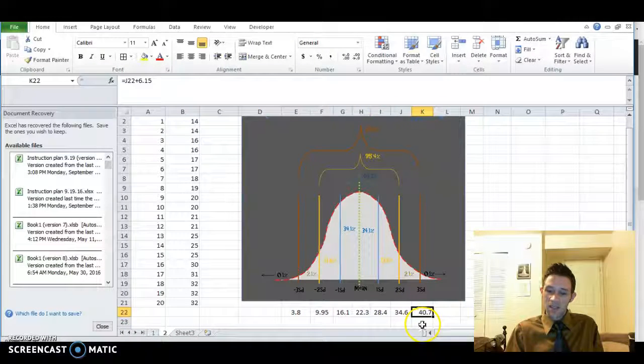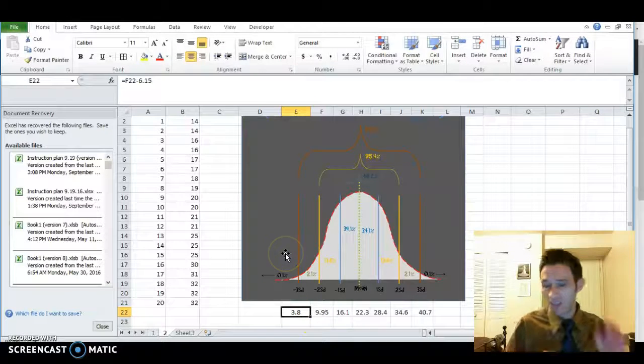And as you can see, 40.7, this is going to be 99.9, faster than 99.9% of people. So almost nobody is going to finish faster than that. Almost nobody finishes slower than 3.8 miles an hour, as long as they were on the bike and they finished. So hopefully this gives you a good introduction to what's going on here.